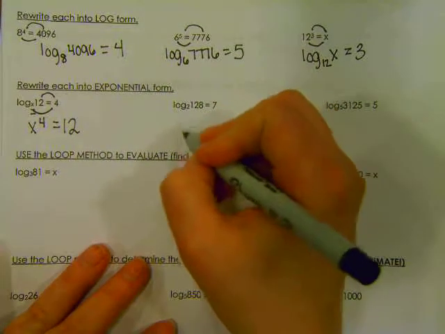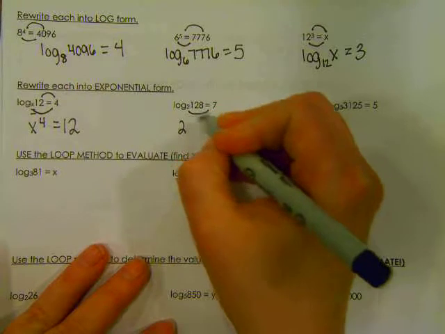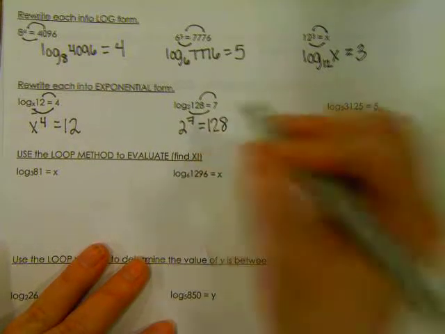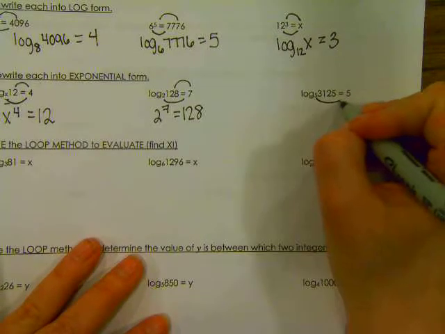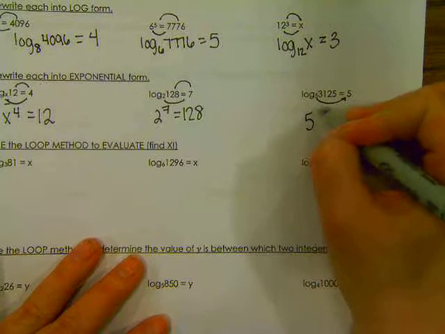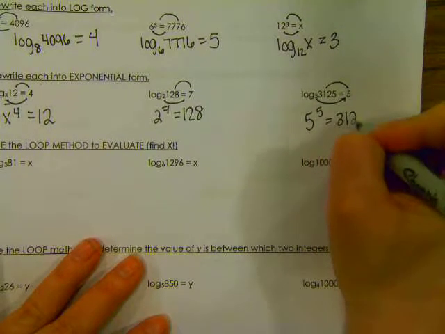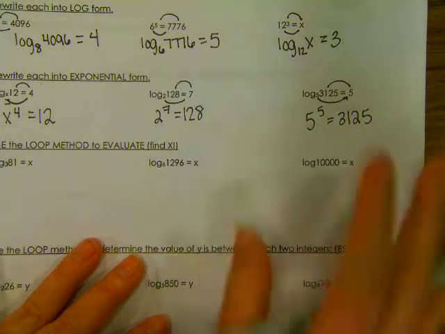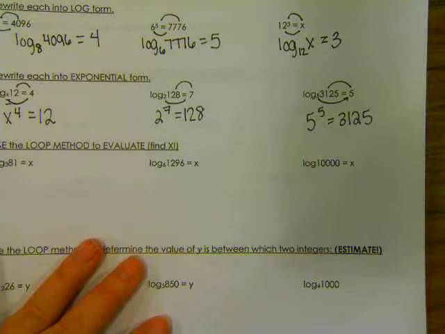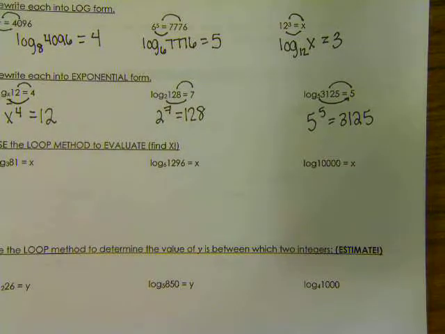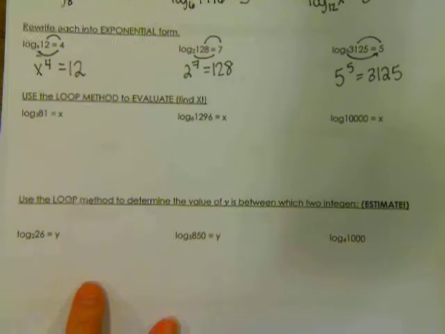Here, base is 2. 2 to the 7th power equals 128, and you're done. Here, 5 is the base to the 5th power equals 3125. Now again, I'm sure these aren't super accurate with the numbers, but it's just practice of writing them. Now, the last set wants you to find x.